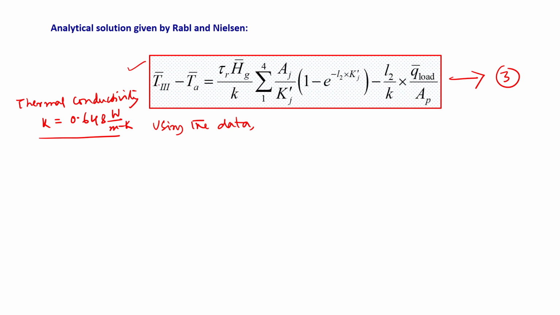So, we know the value of T3 bar. So, this is 82, 82 minus TA, which is 25. So, we can substitute 25 here, which is equal to tau r, which we have just calculated and found to be 0.9748, multiplied by Ag, which we have already calculated in terms of watt per meter square, equal to 225.92. Okay. And K value is given to us as 0.648. And now we need to use many parameters here.